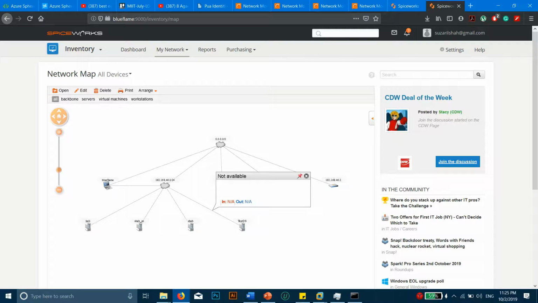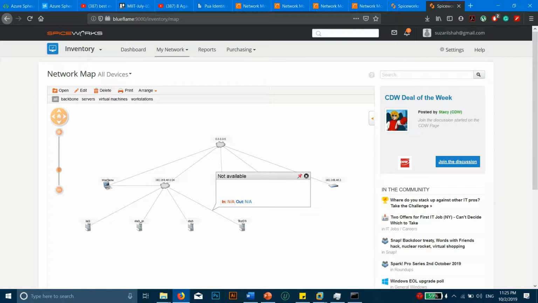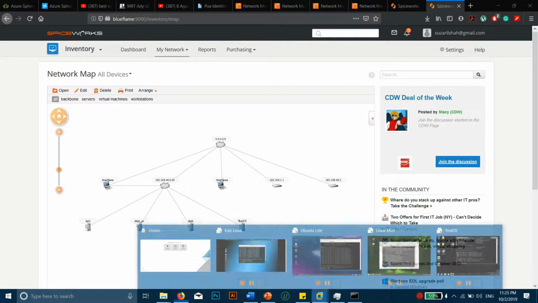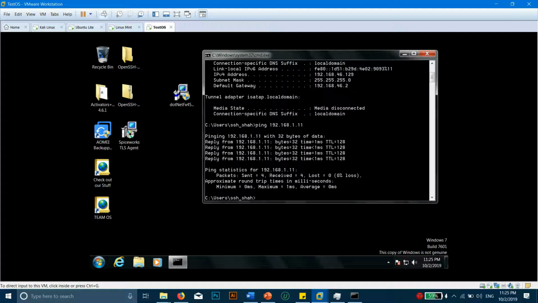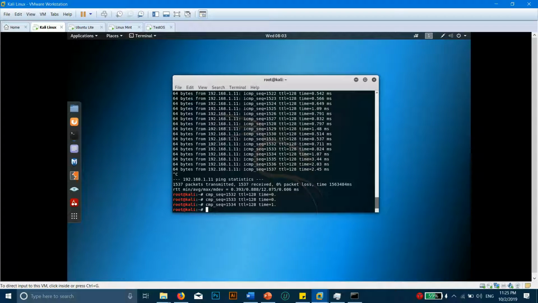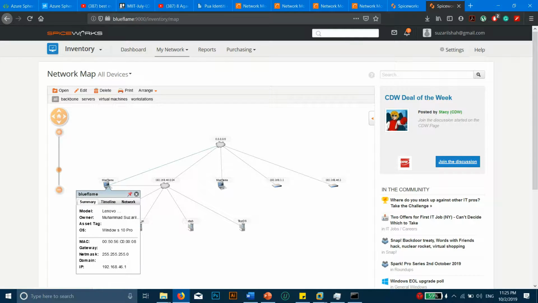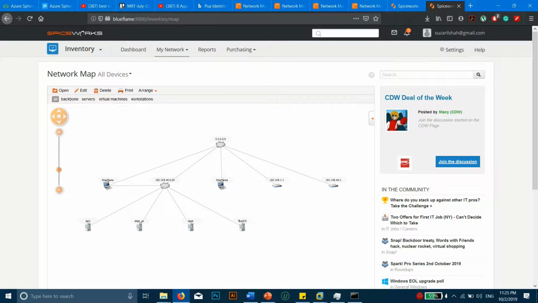And first of all, this is my network map. The OS here: Linux Mint, Ubuntu Lite, and also Kali Linux. Okay, and all of them are basically connected to my virtual machine network, and then my personal computer is directly connected to the router, to my own network.